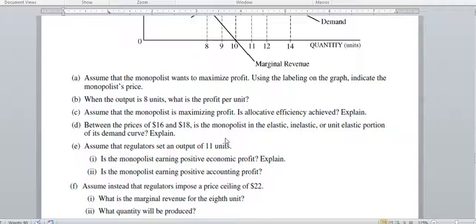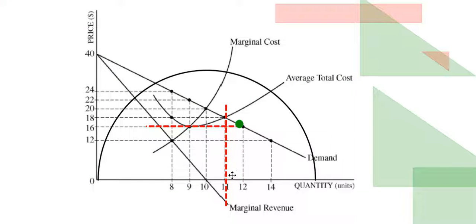Well, to figure out whether they're earning positive economic profit or not, we need to just see whether the average total cost curve is above price or not. So let's go back here and let's look at an output of 11, which is right here, and that is exactly where the price would be equal to the average total cost, so the firm is earning zero economic profit, so no economic profit.